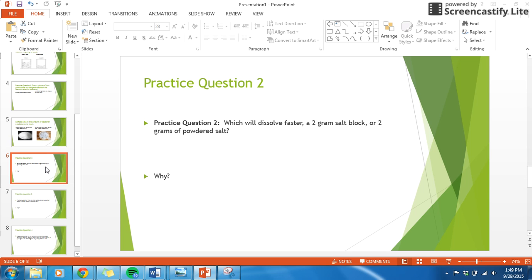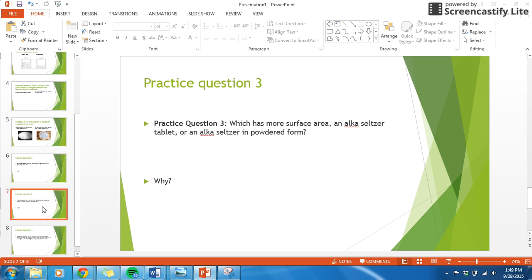Practice question 2. Which will dissolve faster, a 2-gram salt block or 2 grams of powdered salt, and why? Practice question 3. Which has more surface area, an Alka-Seltzer tablet or an Alka-Seltzer tablet in powdered form, and why?